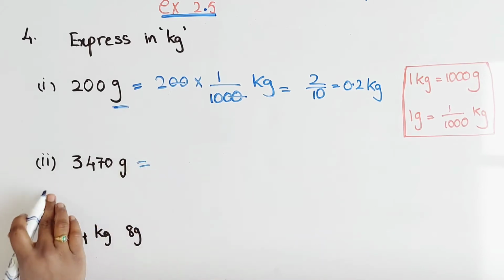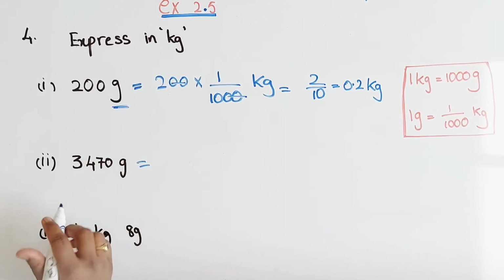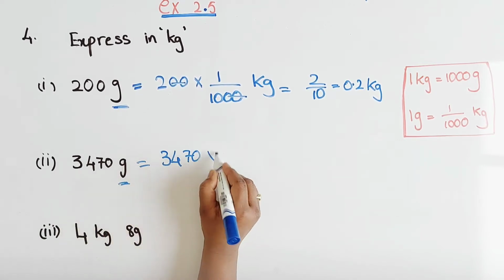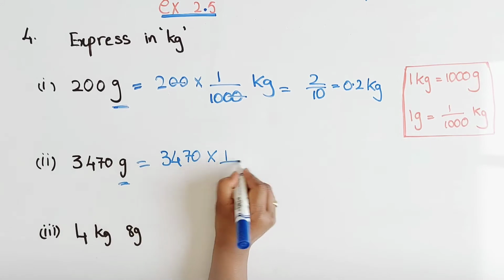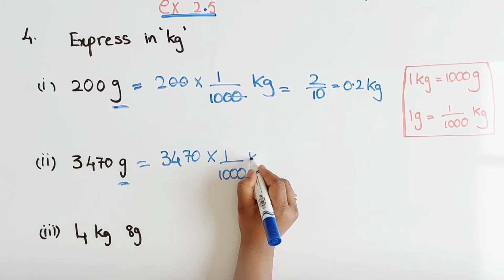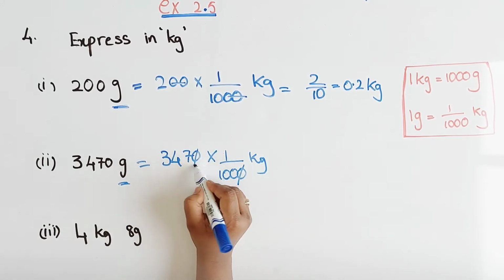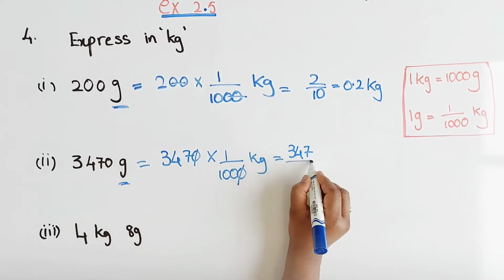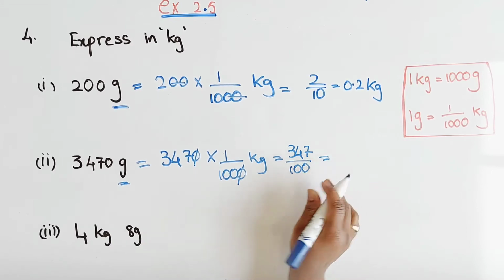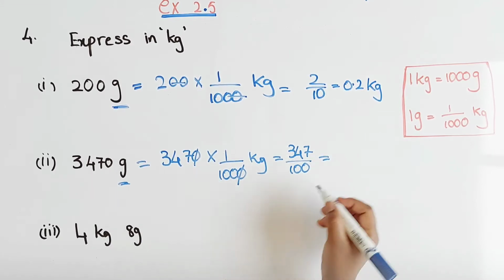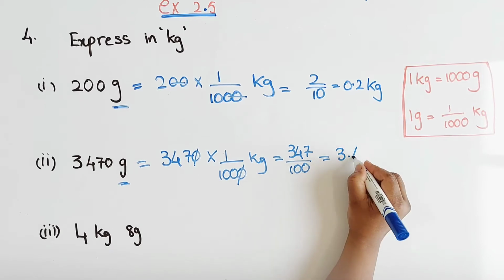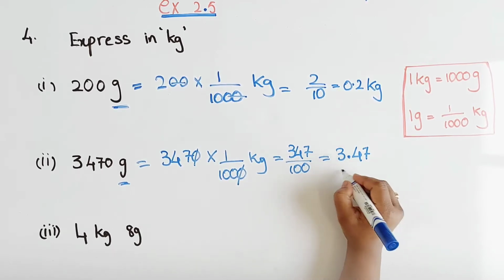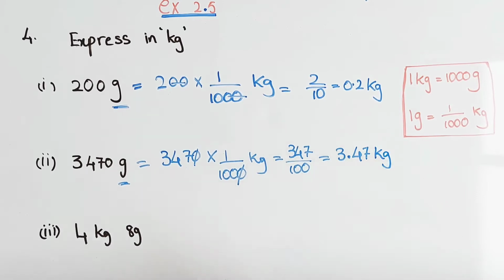Now second one, 3470 grams. Same thing here also. Write 3470 into, in the grams place, 1 divided by 1000 kgs. Correct. Now here also you cancel 0 and 0. What are the remaining numbers? 347 divided by 100. In the denominator we have 2 zeros, children. That means the answer is 3.47, point after 2 numbers. Correct? 3.47 kgs is the answer.